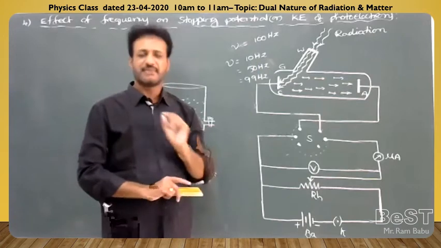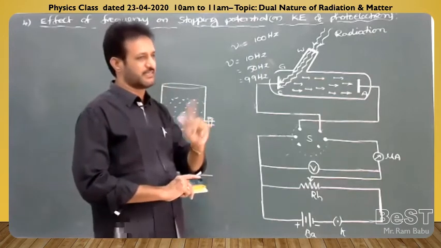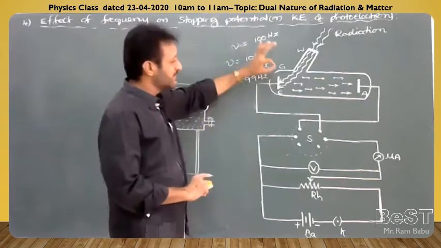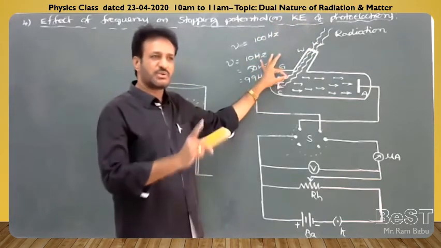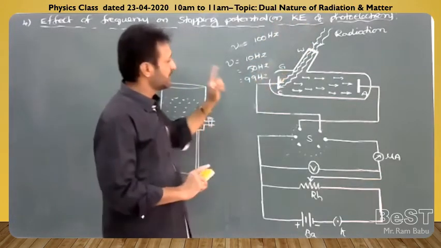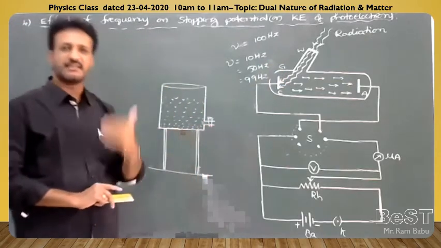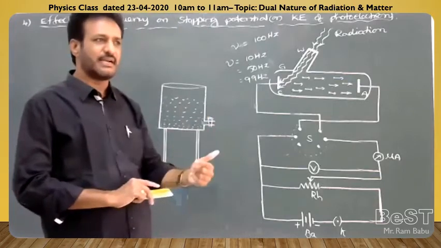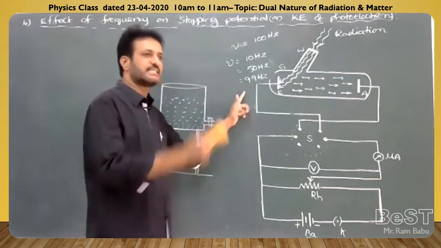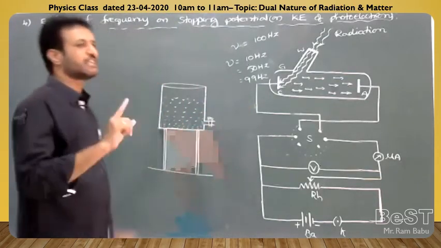That minimum frequency is called the threshold frequency. The minimum frequency required for emission of photoelectrons from the metal plate is called the threshold frequency. It is compulsory for emission of electrons, whatever the intensity of the light may be. So there is a minimum frequency required for emission of photoelectrons, and this minimum frequency is called the threshold frequency.